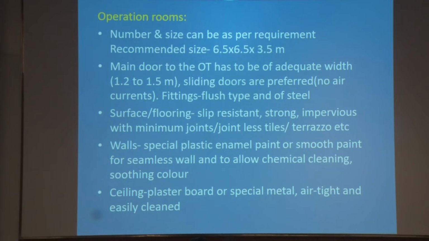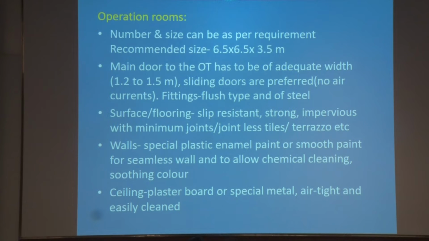An operation room's ideal size, like I told you, is 21 feet by 21 feet, but the height should be approximately 10 feet. However, it can be of a slightly lesser size, but it should accommodate all the instruments, and it should facilitate easy movement of 4 or 5 persons in the OT at a time. The main door has to be wide enough, approximately 4.5 to 5 feet, and it should be a sliding door if possible, because there is no air disturbance.